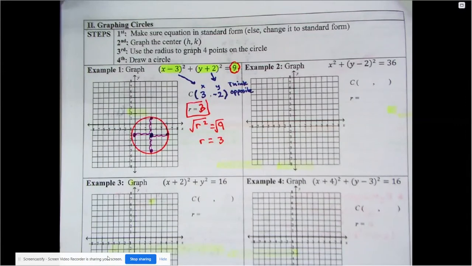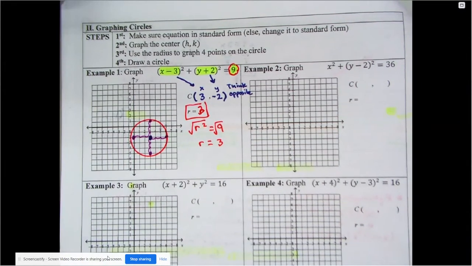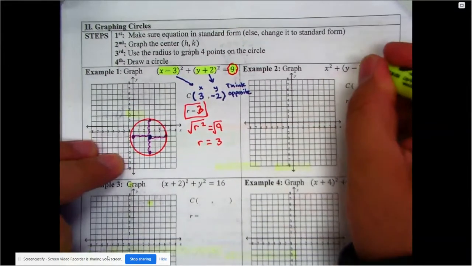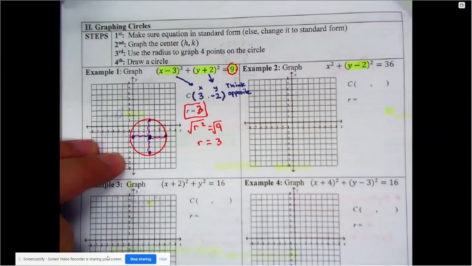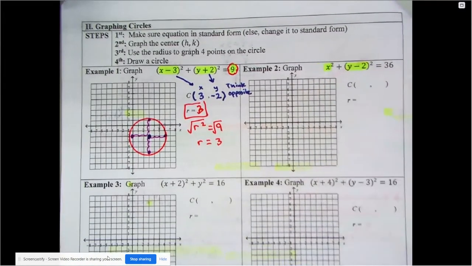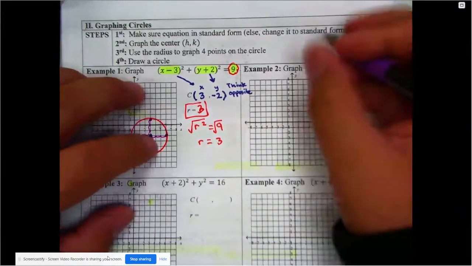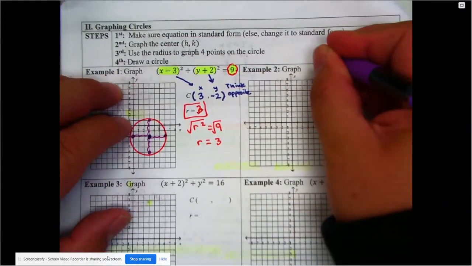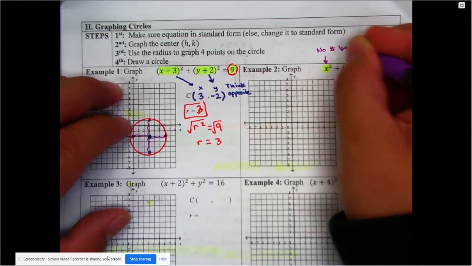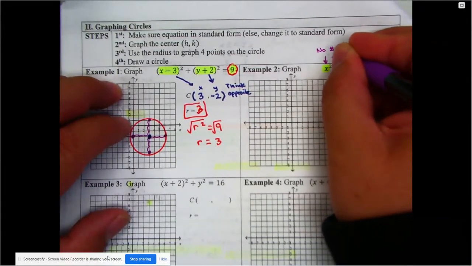Okay. All right. Let's try it again. So look at example number 2. In example number 2, we're going to notice something. This is the y that has the power of 2. But notice, there's no adding or subtracting with the x. No number being added or subtracted.